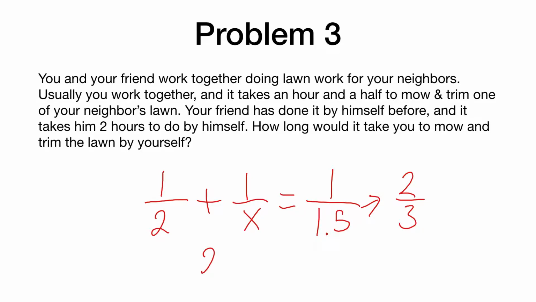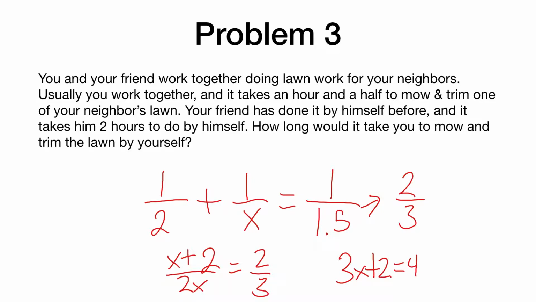So x plus 2 over 2x equals 2/3. So 3x plus 6 equals 4x. That means 6 equals x. That's right. It takes you 6 hours to do it by yourself.